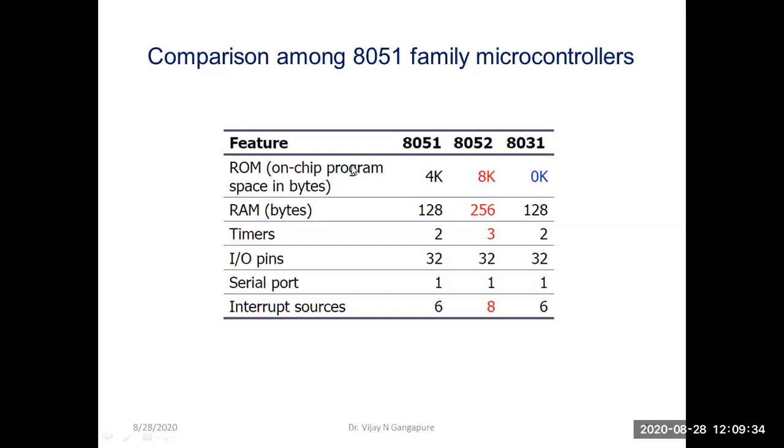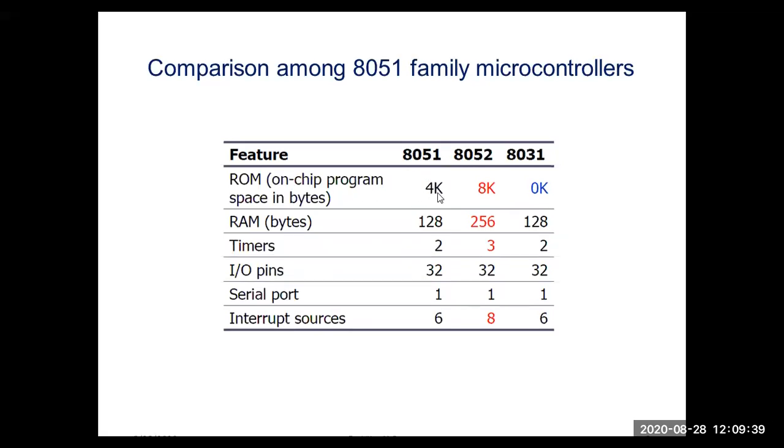Now in case of 8051, on-chip program or code memory is of 4 kilobytes. In case of 8052, it is double, that is 8 kilobytes. And in case of 8031, there is no on-chip code ROM. Okay, so in case of 8031 microcontroller, if you want to use this microcontroller in your embedded system, then you have to interface external read-only memory or program memory with 8031 microcontroller. Okay, that is the meaning.